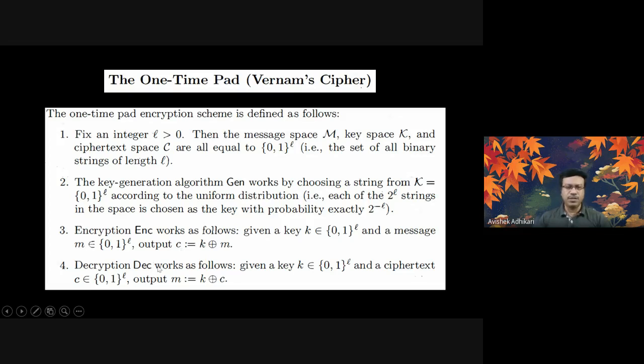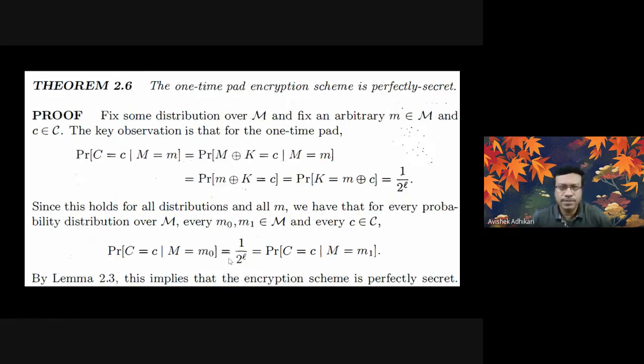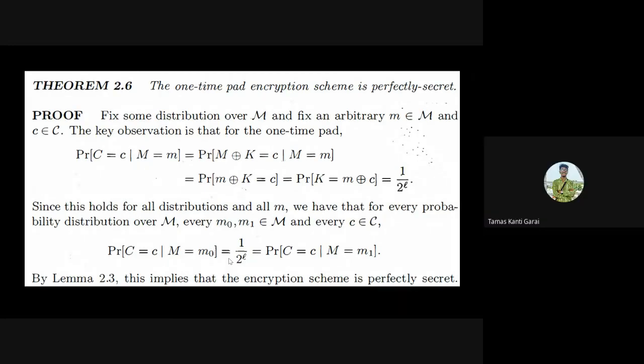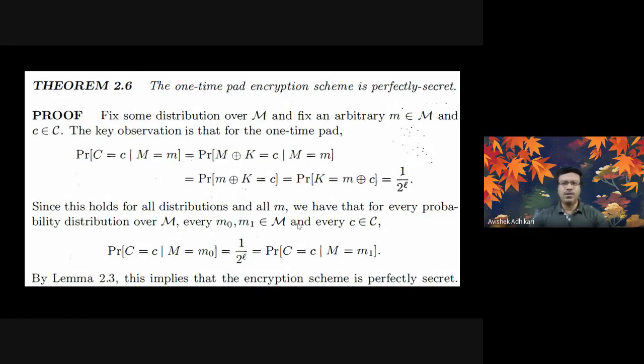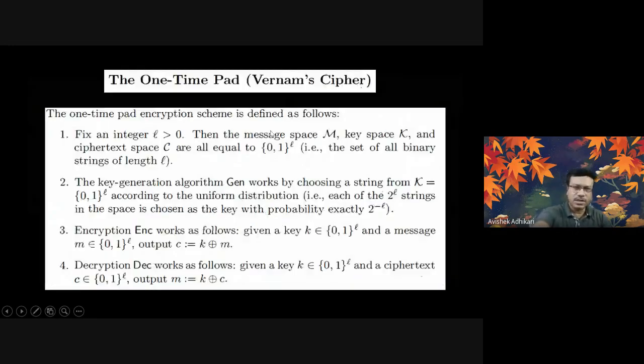So the decryption will follow like this for the same key. Note that for the same key, the ciphertext XORed with the key will give me back the M. So that's the basic idea till now which I have just explained to all of you. Is it clear? Yes, sir. Okay.